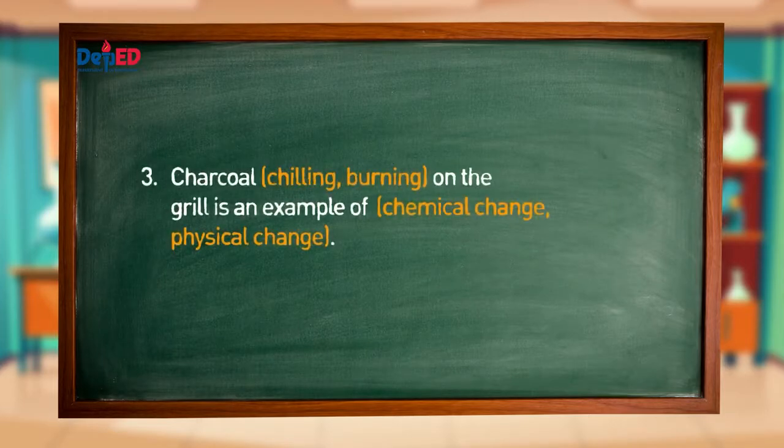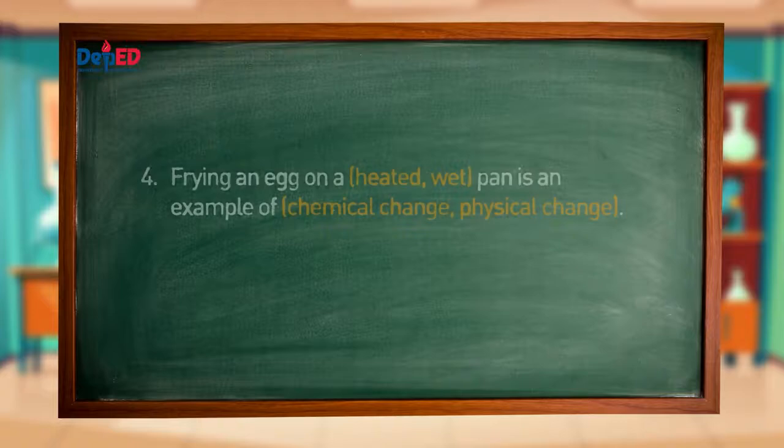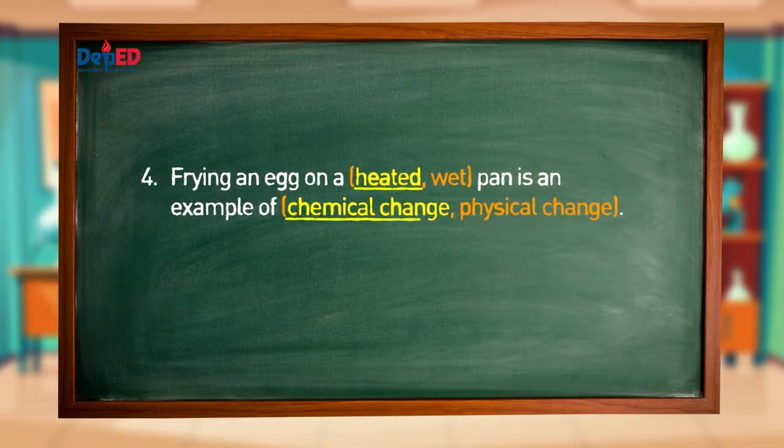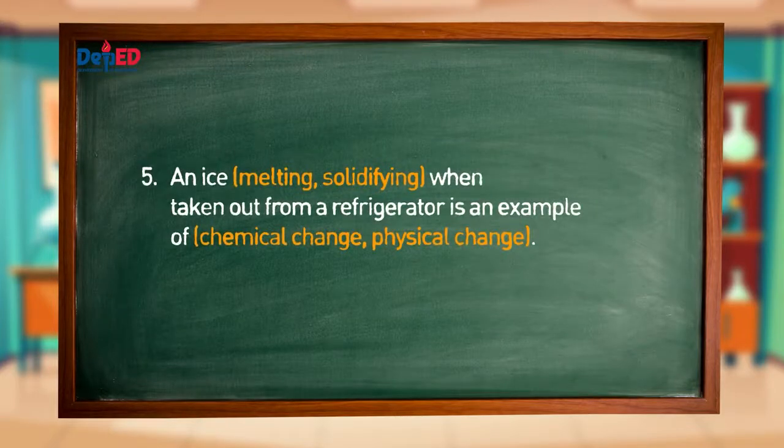Number 3. Charcoal burning on a grill is an example of chemical change. We got the correct answer again. That's great. Number 4. Frying an egg on heated pan is an example of chemical change. We're right once more. I hope we'll get the 5 correct answers. Number 5. An ice melting when taken out from the refrigerator is an example of physical change. Did you get the correct answer?